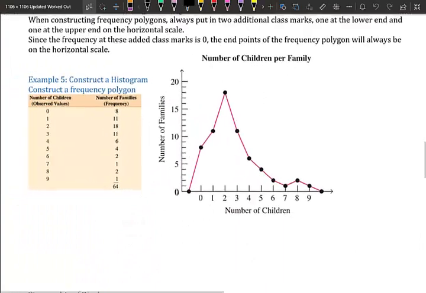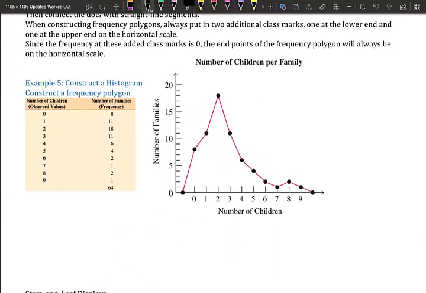Alright, so our x's and y's don't change. We still have number of children and number of families, and it's still 0 through 9 and 0 through 20. And so we just plot the points. So 8 families had 0 children, so 0 children, 8 families right there. 11 families had 1 child, so 1 child, 11. 18 families had 2 children, so 18. And then after you plot all the points, you just connect the dots as best as you can.